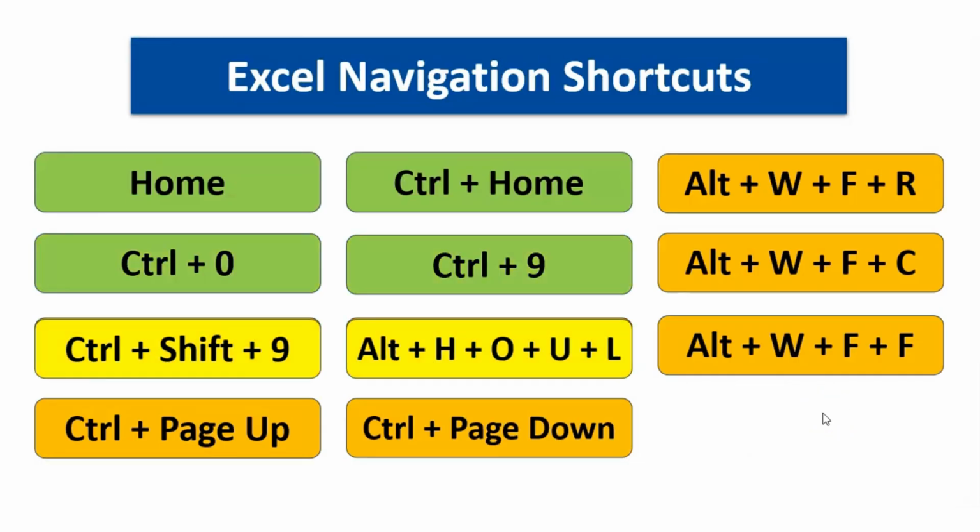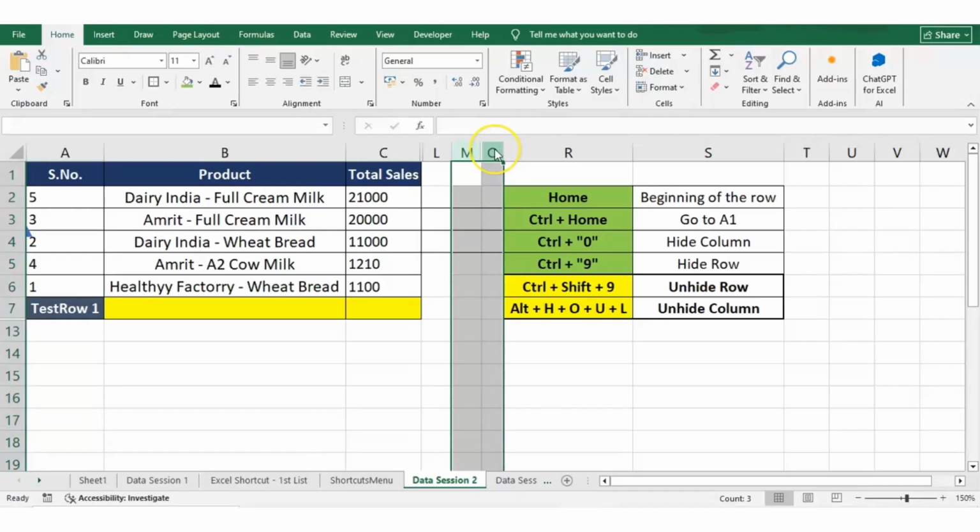Now moving to our next set of Excel navigation shortcuts, which are Control Shift 9 and Alt H, then O, then U and then L. These two Excel navigation shortcuts help in unhiding the hidden rows or columns. Now in the previous shortcuts, we have hidden some rows and some columns, which are test rows and test columns.